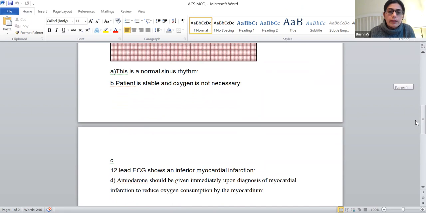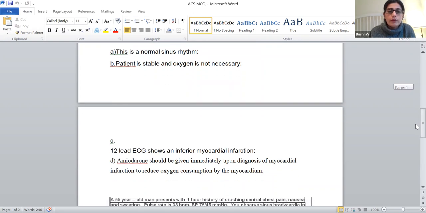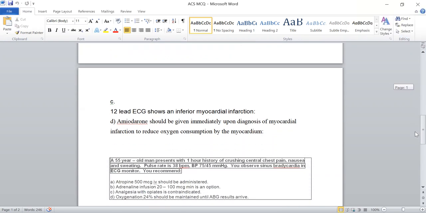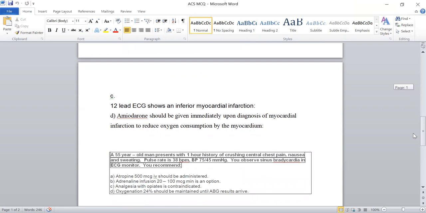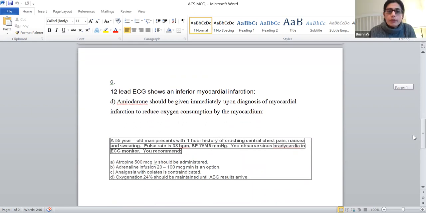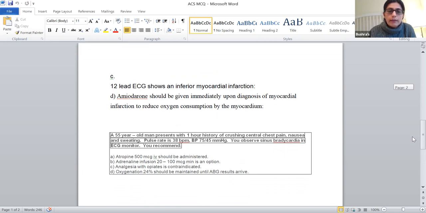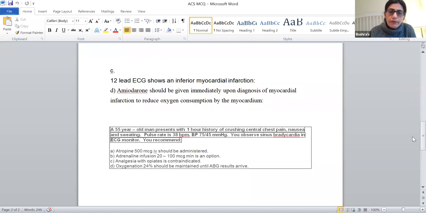Amiodarone should be given immediately upon diagnosis of myocardial infarction to reduce oxygen consumption by the myocardium. Is it true or false? False. A 55-year-old man presents with a 1 hour history of crushing chest pain, nausea, and sweating. Pulse rate is 38 beats per minute and blood pressure is 75 over 45.